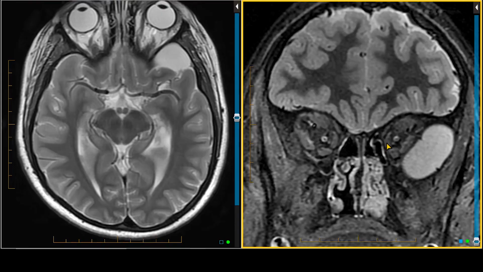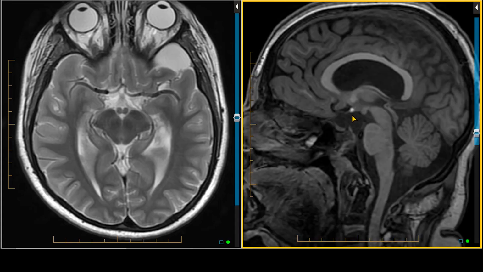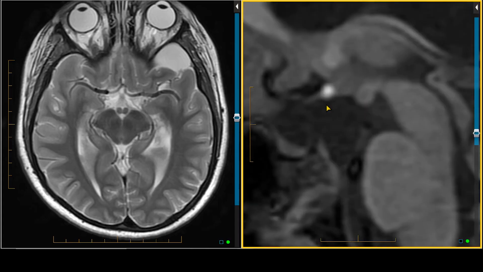If we look on this coronal image, we see very small optic nerves in the posterior orbital segment of the optic nerves, with surrounding prominence of the CSF in the optic nerve sheath. Those are signs of optic nerve hypoplasia. If we look at the sagittal T1 weighted image, we see a very small optic chiasm. So a small optic chiasm, small optic nerves, and absence of the septum pellucidum are the features of septo-optic dysplasia.